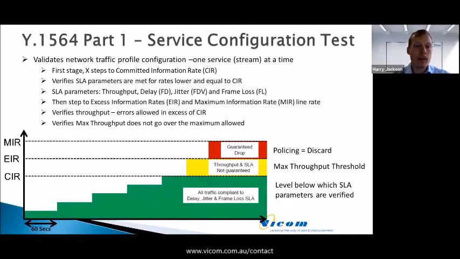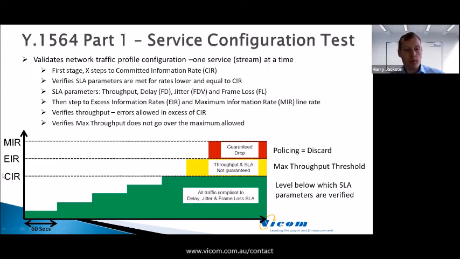So the Y.1564 test is broken up into two main parts. So part one is we're looking at a single service configuration test. So we're looking at only one service only on a link that's got multiple services on it. In part one, we're going to be looking at the performance up to and including the committed information rate.